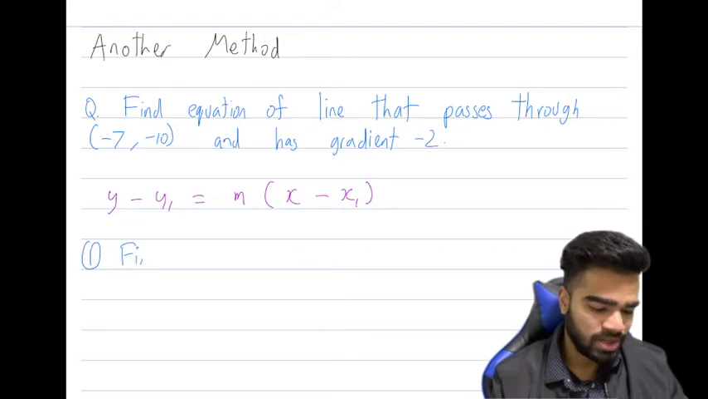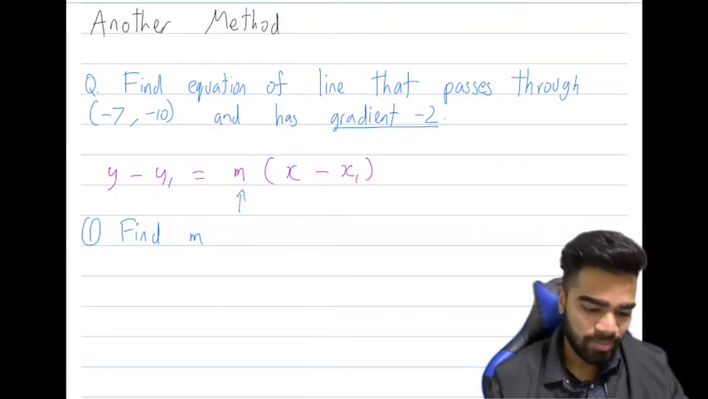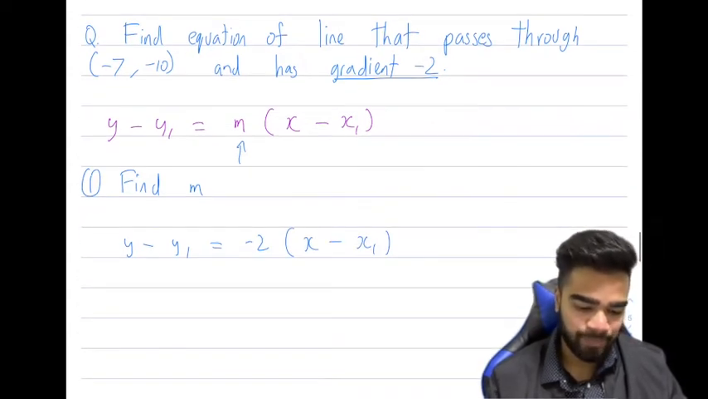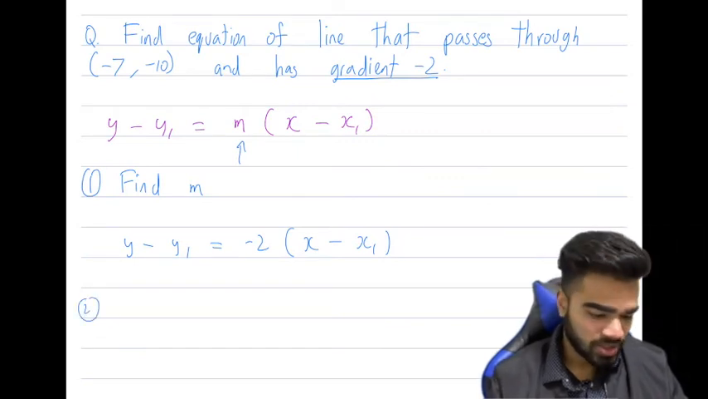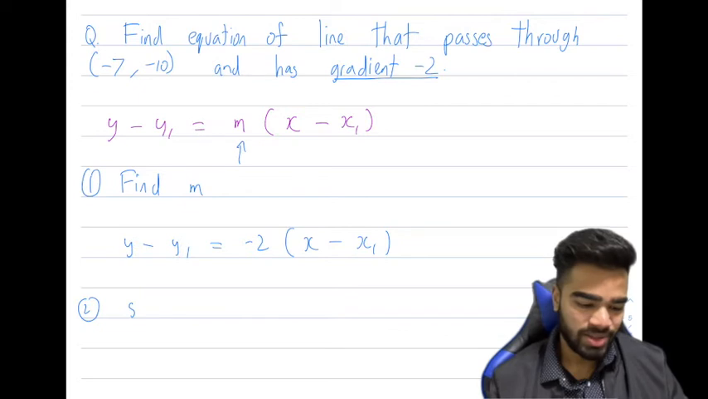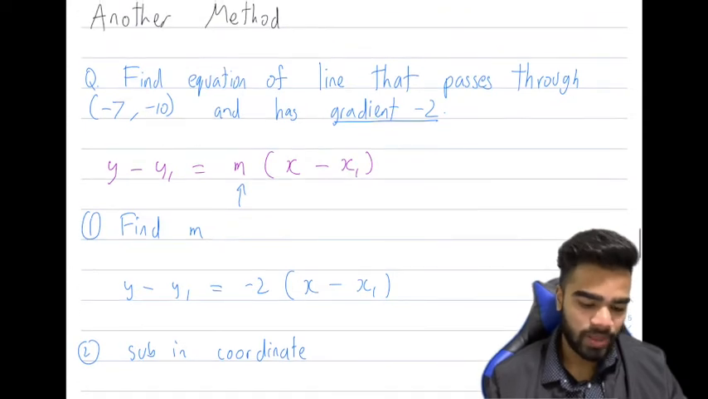So step number 1 is find the value of m. Well, we already have m. The question is telling us it's negative 2. So m in this equation, replace here, y minus y1 is equal to negative 2, so I'm replacing m with negative 2, x minus x1. Okay, so you find m. That's done. So step number 2, well, there's no c value, guys. There's no y-intercept here, right? So instead, step number 2 is literally just sub in a coordinate.